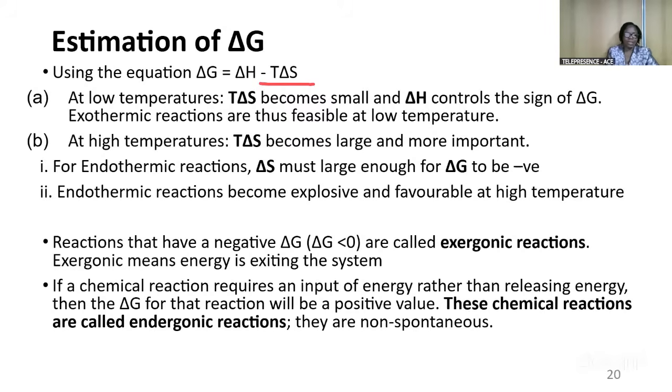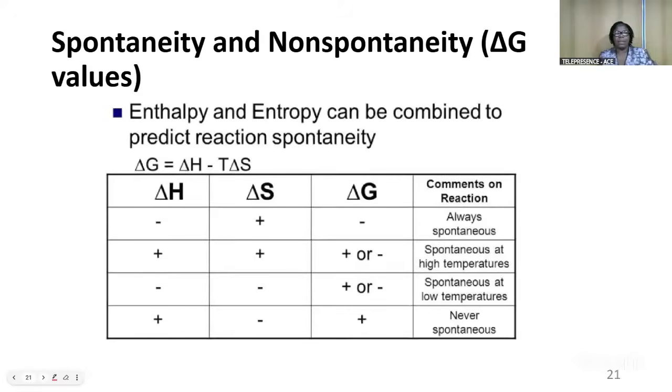So reactions that have negative delta G are exergonic reactions, which means energy is exiting the system on its own, irrespective of the surrounding. And if a chemical reaction occurs and it requires an input of energy rather than releasing energy, we know that delta G is going to be positive. So this kind of chemical reactions are called endergonic reactions. They are non-spontaneous.